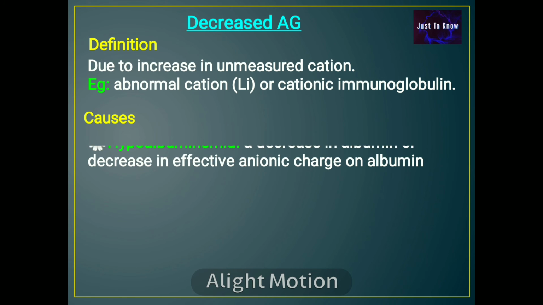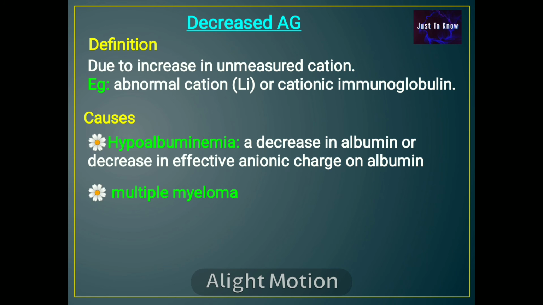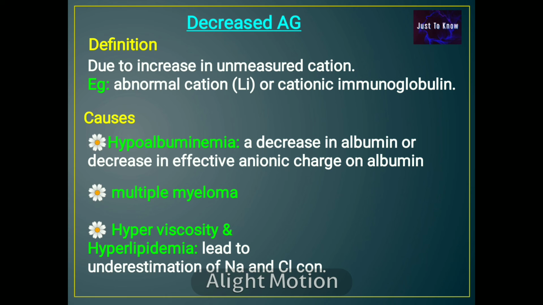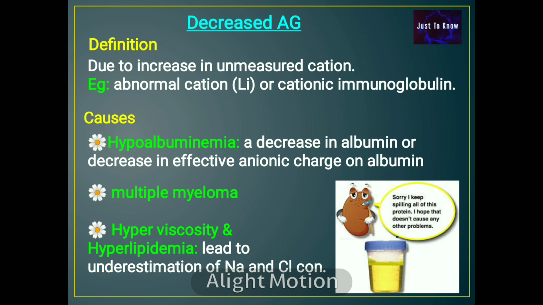Causes: hypoalbuminemia, where there is a decrease in the albumin or decrease in the effective anionic charge on the albumin. Then multiple myeloma. Then we have hyperviscosity or hyperlipidemia, which leads to underestimation of sodium and chloride concentration.